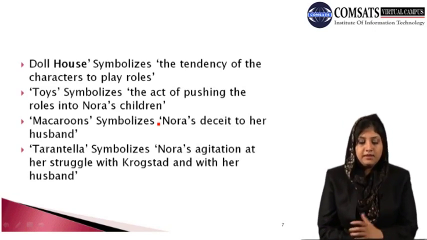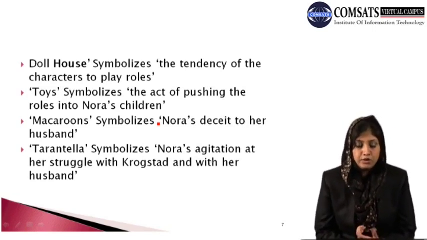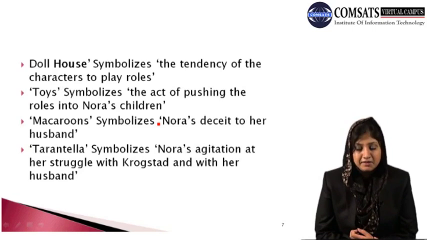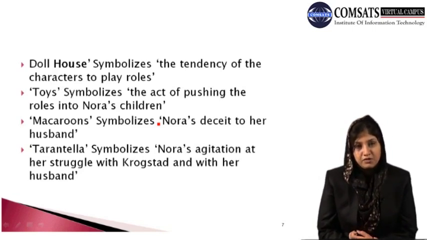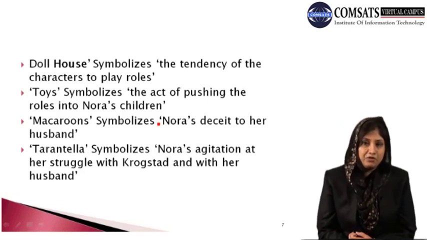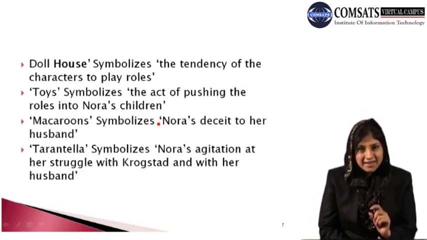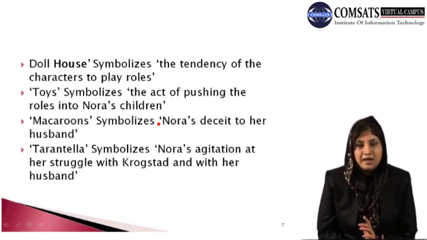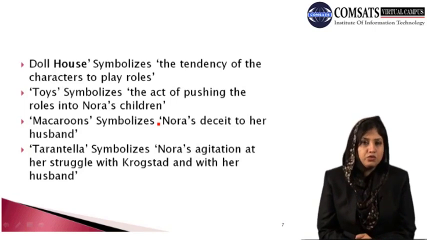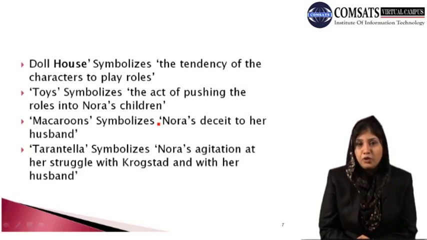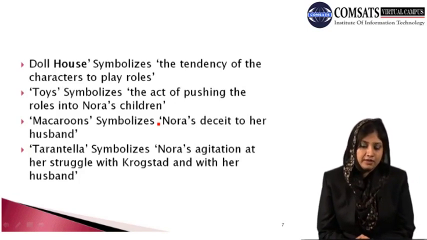Then macarons. These are candy-type edible things, like sweet biscuits. They symbolize Nora's deceit to her husband, Nora's deception, Nora's lies. Now, what kind of deception is this? These are little tiny acts of pleasure that Nora does out of her mood. She would want to have these candies which her husband would not allow her. However, she would do it. And these are little acts of her deceit.